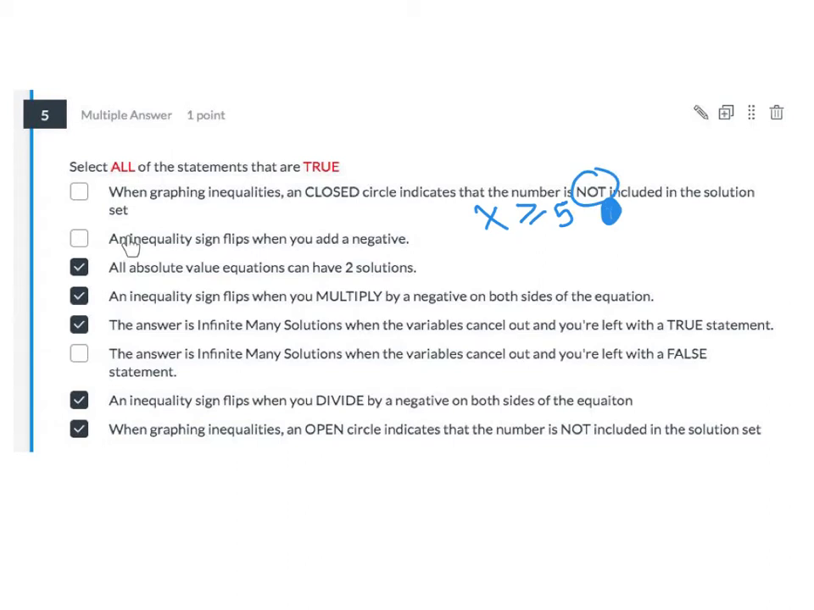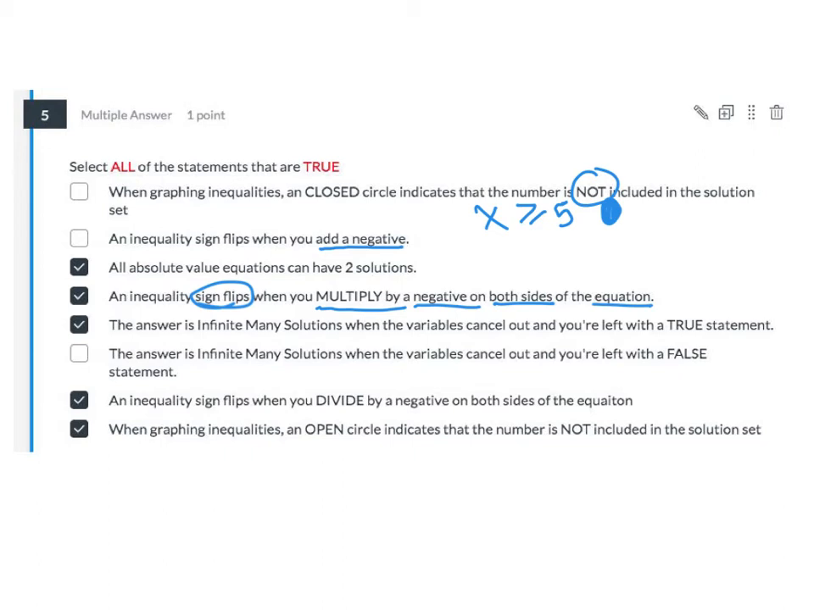Let's do the second one. An inequality sign flips when you add a negative. So we're looking at the add a negative part. That doesn't do anything. We can add them. It doesn't really matter. Let's look at the next one. An absolute value equation can have 2 solutions. That's true. We just barely did that. We went through number 1, which had 2 answers. Let's look at the next one. An inequality sign flips when you multiply by a negative on both sides of the equation. It is multiply and divide. So multiplying by a negative on both sides of the equation, yes, does flip that sign.